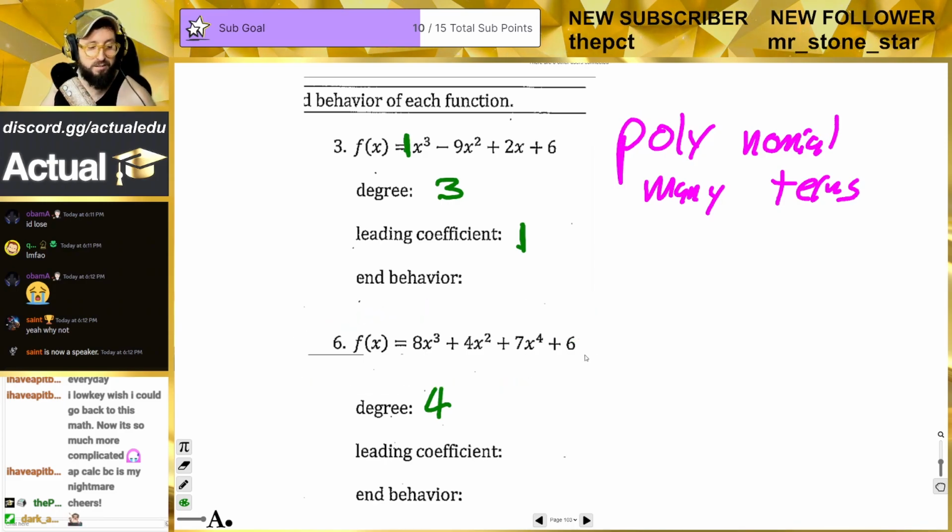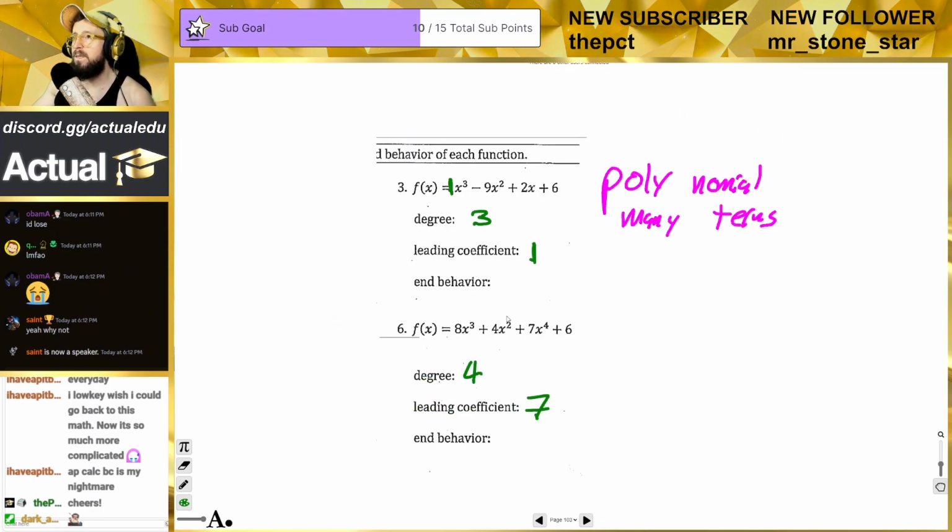Ah, tricky. Remember, leading coefficient is the number in front of the highest exponent. In front of. Which one was the highest exponent? Okay, so it's 7. Yes, this is the highest exponent, so it's 7. I know, leading makes it feel like it should be like the first one, but no, it's the one in front of the biggest one. Okay. Yeah, I got it.